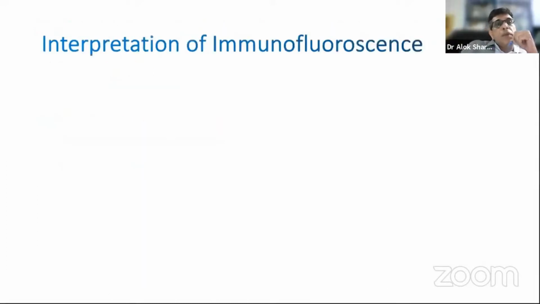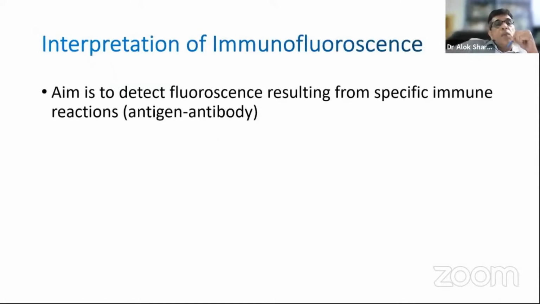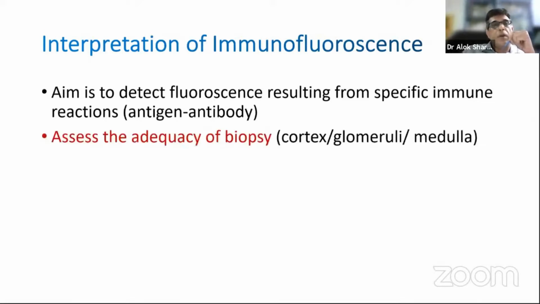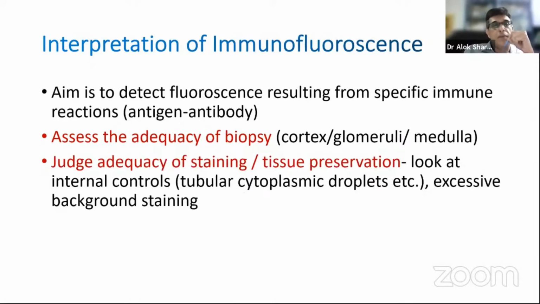Now coming to the interpretation. The basic aim of interpreting immunofluorescence is to detect fluorescence which is resulting from a specific reaction. Most commonly it is the antigen antibody reaction which gives rise to this. So the main steps, as we do in the routine biopsy, is we have to do a systematic examination. First we will assess the adequacy of the biopsy, look at the cortex, glomeruli, medulla, whatever, just like we do in a light microscopic examination. We need to do that in IF as well.